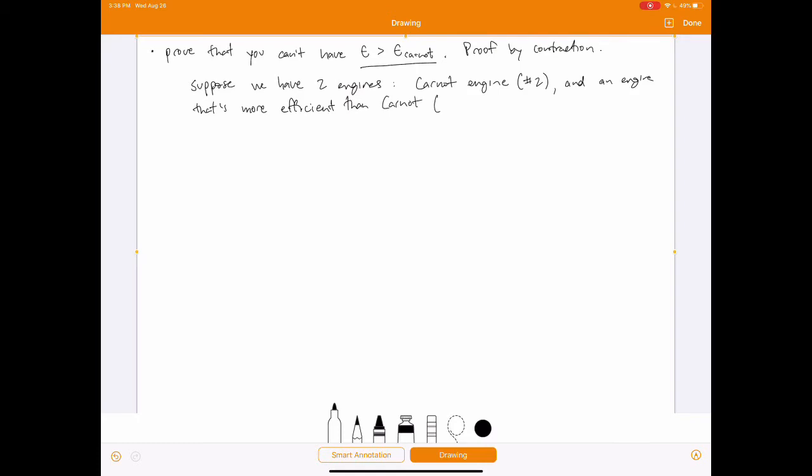So that will be engine number 1. So what we're saying here is the efficiency of engine number 1 is better than the efficiency of engine number 2.